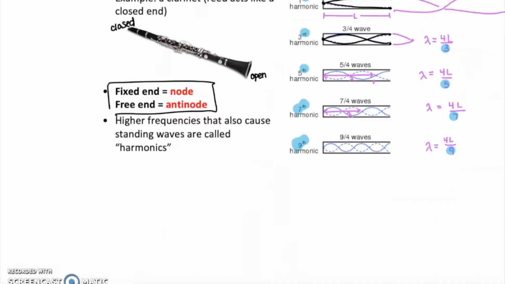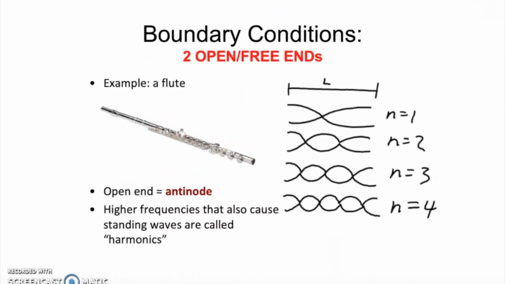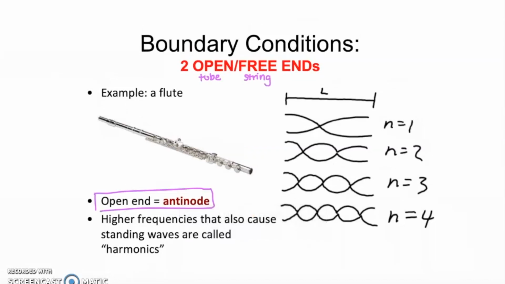We have one more set of boundary conditions that would be open on both ends. Again, this could be open as in a tube on both sides, or it could be free as in a string on both sides. And this is going to follow the same convention. For an open or a free end, you will get an antinode. A great real world example is a flute.